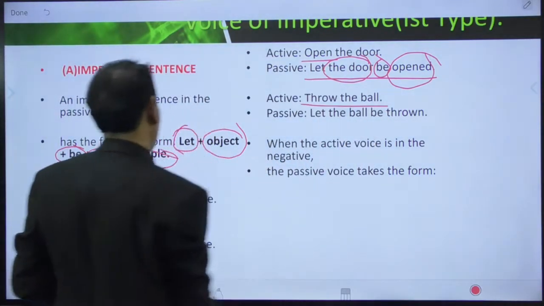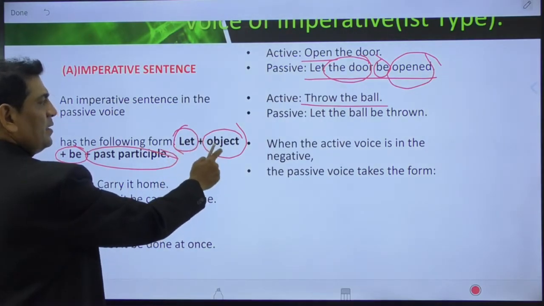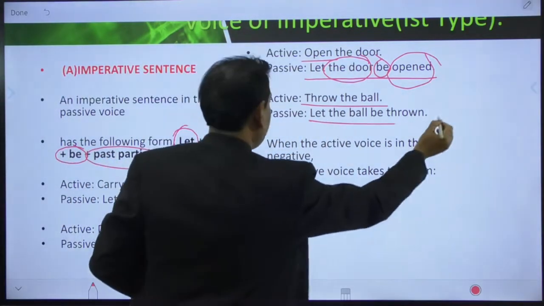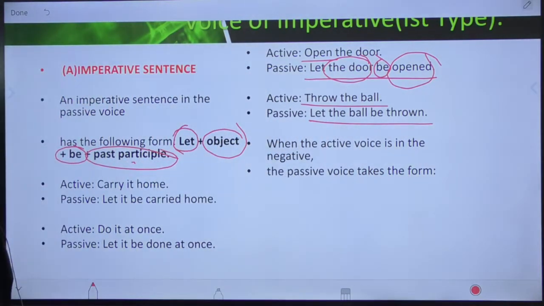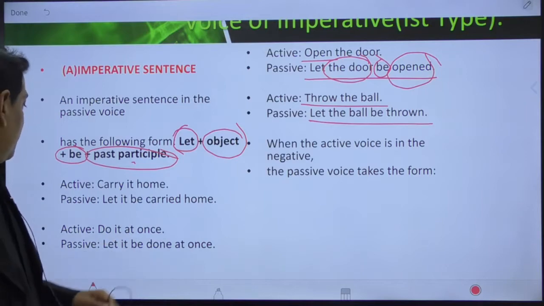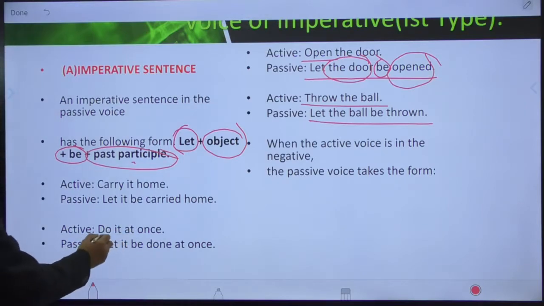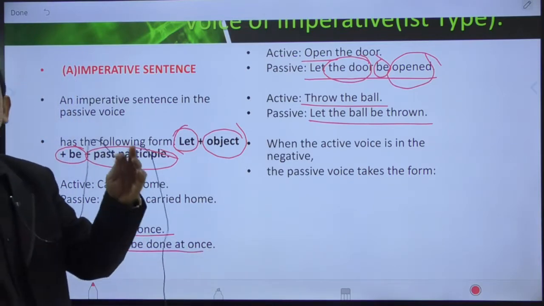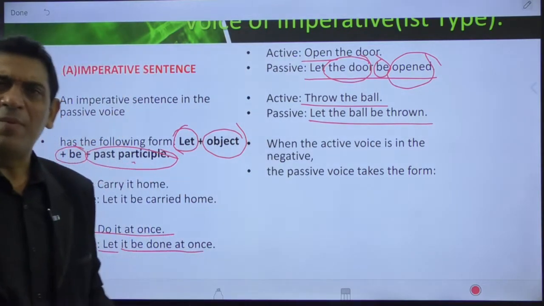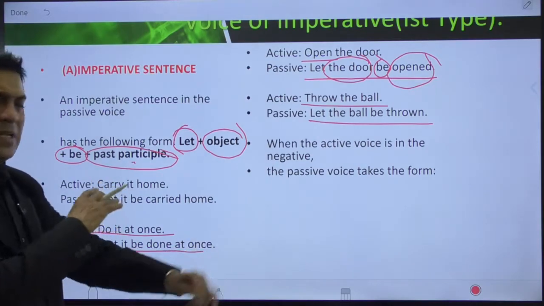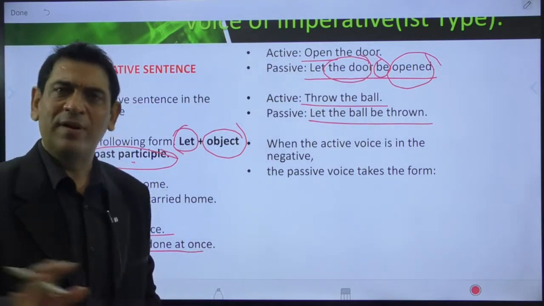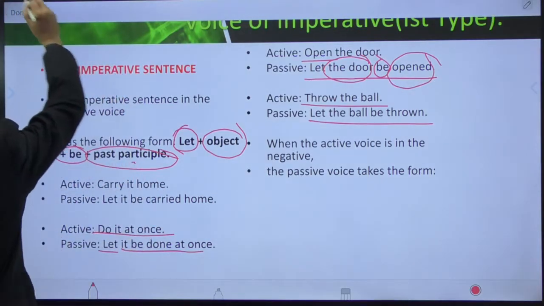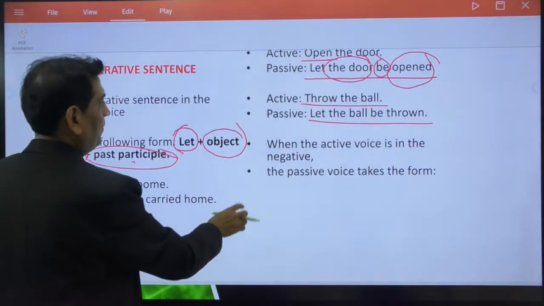Throw the ball. Now we need to say, let the ball be thrown. Clear, my dear friends? And again, we have one more example. Do it at once. Let it be done at once. So it's quite simple, my dear friend. If you go through this kind of passive voice, it will never be a trouble for you in exams. See, the second type.